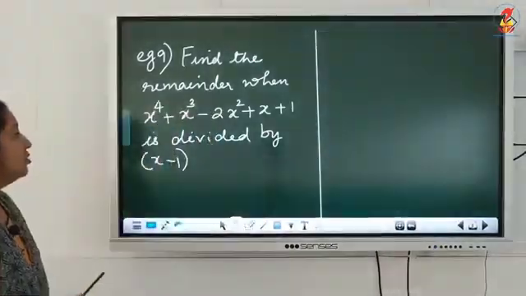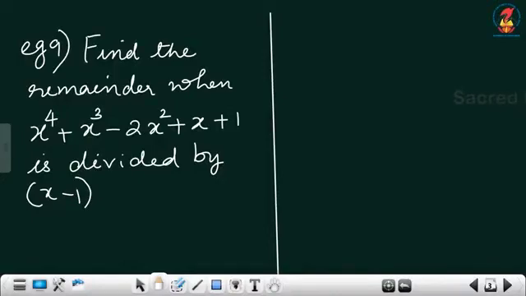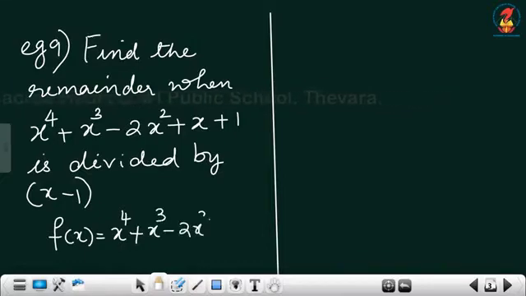Example 9: find the remainder when x raised to 4 plus x cube minus 2x square plus x plus 1 is divided by x minus 1. Here the polynomial given is f of x equals x raised to 4 plus x cube minus 2x square plus x plus 1. The linear polynomial given is x minus 1. We have to find the remainder. Using the remainder theorem, the remainder is f of 1.